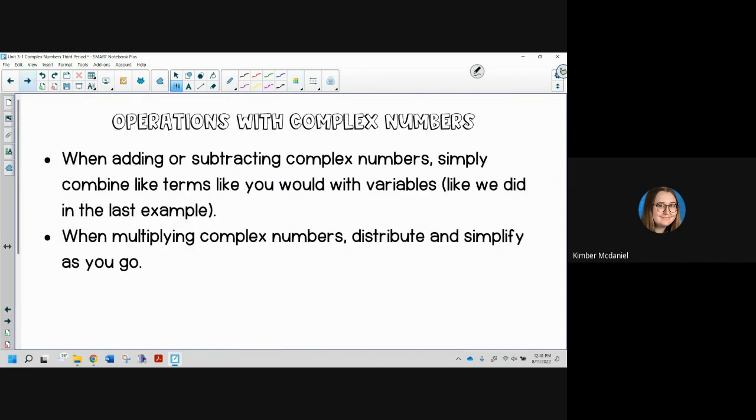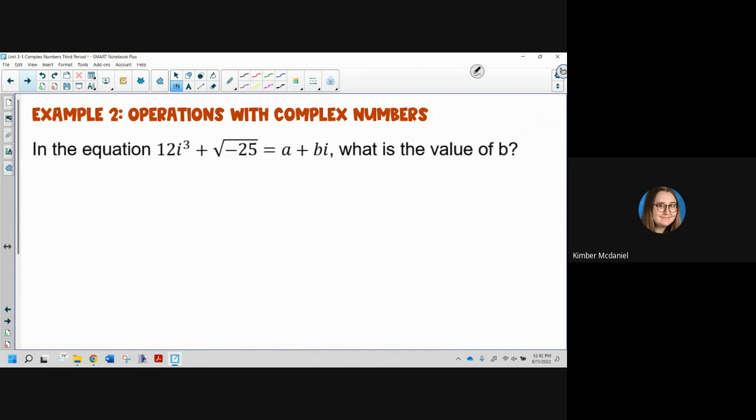I forgot about this slide. So real quick, as you guys saw in that last example, complex numbers and imaginary numbers are, like I keep saying, very similar to variables. So when adding or subtracting complex numbers, you simply combine like terms like you would with variables. And when multiplying complex numbers, we distribute and then simplify as necessary. Okay, so let's practice that a little bit more. I want you to write down example 2, and then I'm going to highlight what I want you to write from this example.